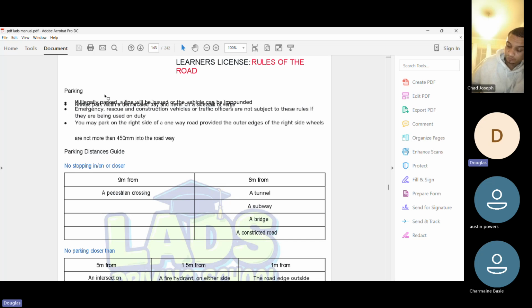Emergency rescue and construction vehicles or traffic officers are not subject to these rules. So meaning if you are an emergency vehicle, a rescue vehicle, or a construction vehicle, you can park on the verge of the road. You can park on the sidewalk because it could be that you are attending to an emergency. If you're an emergency vehicle, you are attending to a construction of the road. You're repairing something on the road if you're a construction vehicle.